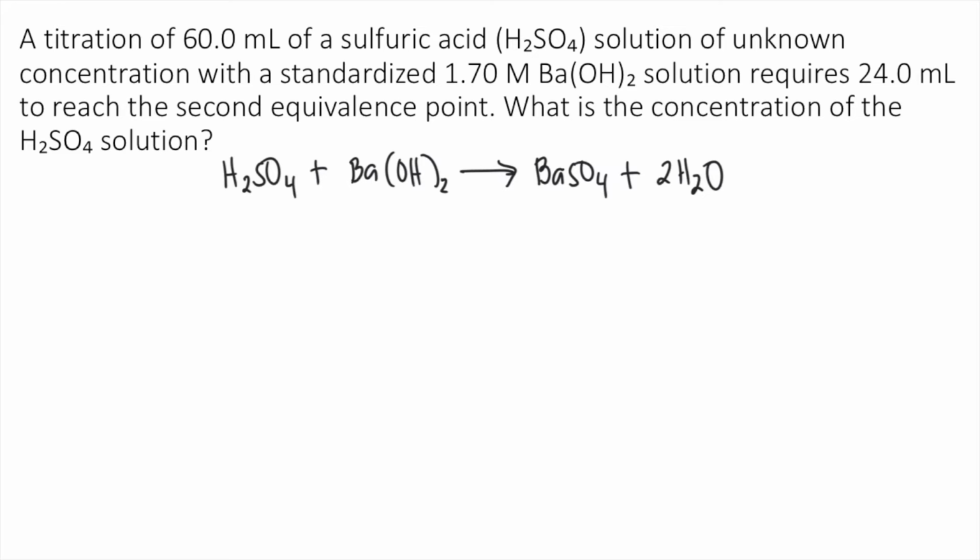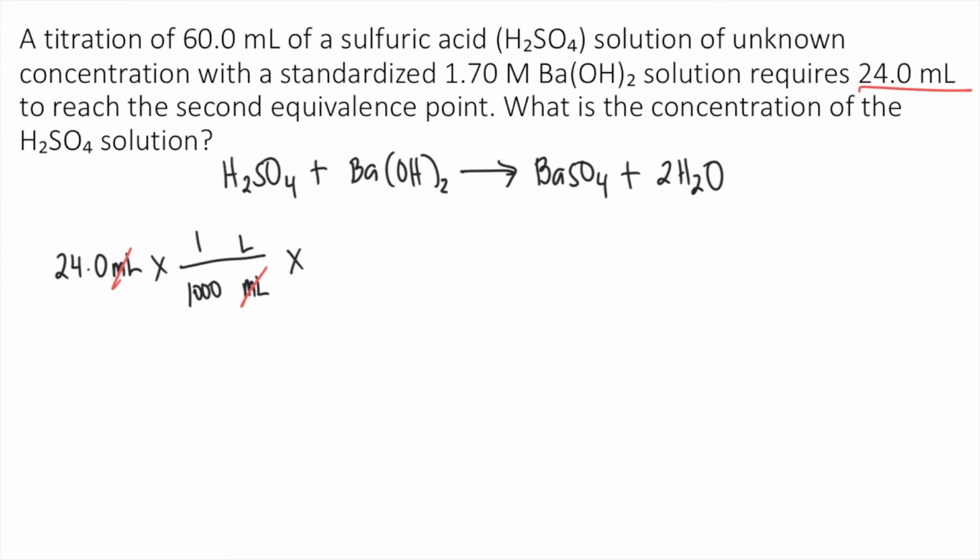We can now actually go to the calculation. So it says here, it requires 24 ml of the barium hydroxide solution. Okay, so we start with 24.0 ml. First thing you need to do is to convert ml to liters. So we know that 1 liter is equivalent to 1,000 ml. So the ml would cancel out. Now you have liters.